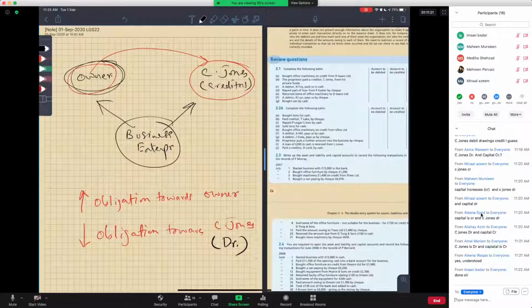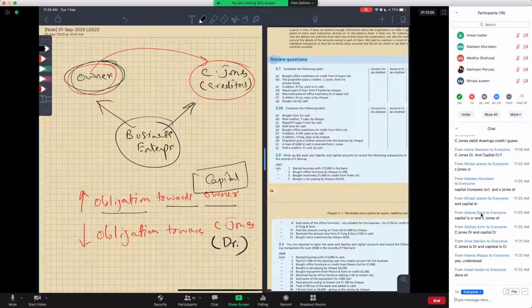Whereas your obligation towards the owner is increasing because the owner has paid C. Jones directly from his personal pocket, which means whatever amount you owed to C. Jones, you now owe to your owner. So that is why the obligation towards the owner is increasing. And that is when we use the term capital, not drawings. Remember, you can represent the owner with both capital and drawings. But you have to be smart about when to use the term capital and when to use the term drawings. You will use the term drawings only when the owner withdraws something from you. But you will use the term capital when the owner contributes something towards you.